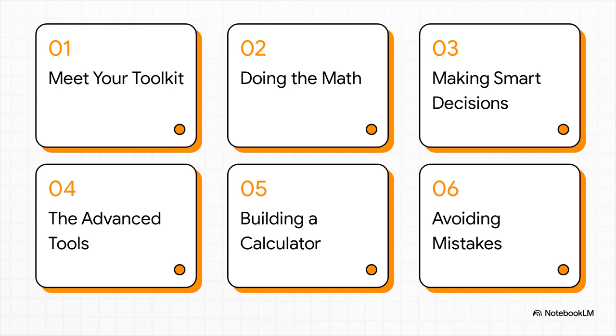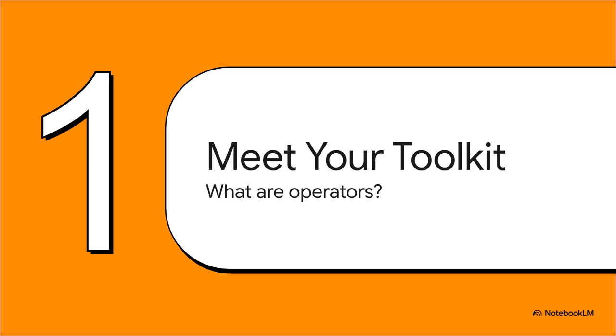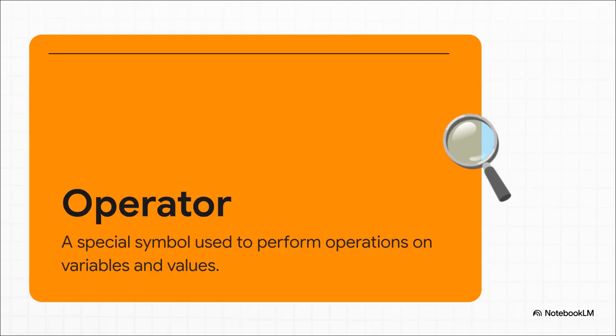Let's jump in. Section 1, meet your toolkit. Because, before we start building anything, we need to understand exactly what we're working with here. So what exactly is an operator? Simply put, it's a special symbol that performs operations on your variables and values. Think about the good old plus sign. When Python sees that little cross, it knows exactly what to do. It's literally the trigger that makes things happen.